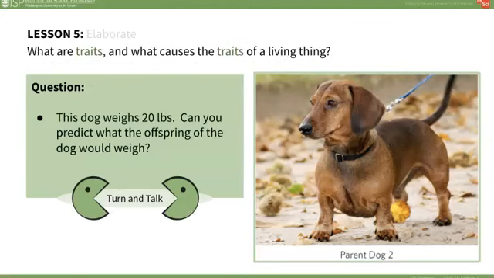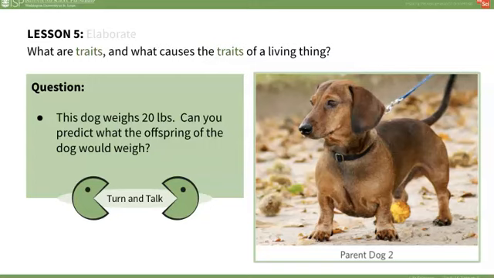In the Elaborate, students will learn that some traits are inherited by offspring, and other traits are caused by the environment that they live in. Tell students, examples of environment influence might include amount of food, amount of water, or amount of exercise.